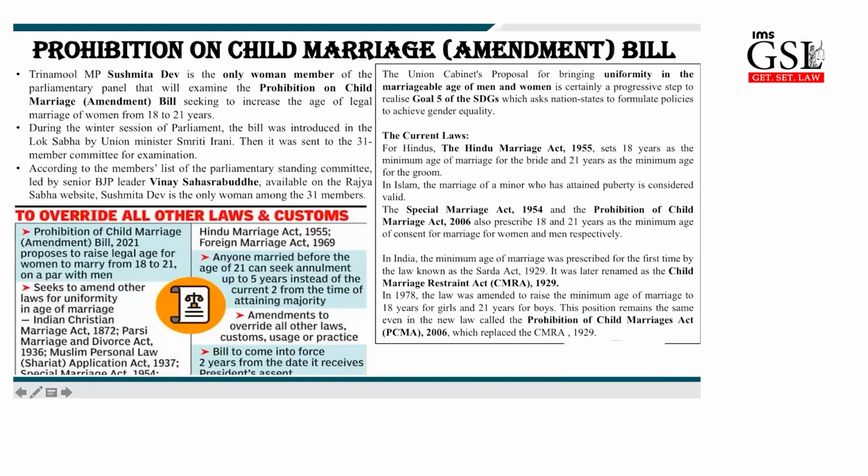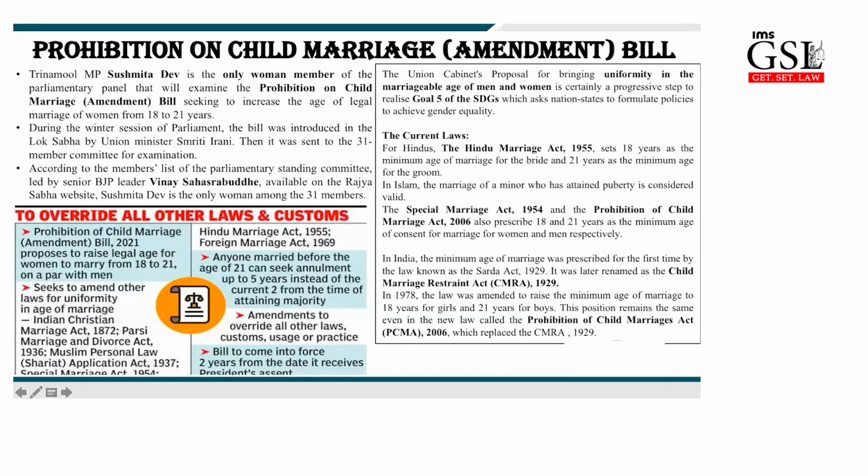So prohibition on child marriage amendment bill. Trinamool MP Sushmita Dev is the only woman member of the parliamentary panel that will examine the prohibition on child marriage amendment bill, seeking to increase the age of legal marriage of women from 18 to 21 years. During the winter session of parliament, the bill was introduced in Lok Sabha by Union Minister Smriti Irani. Then it was sent to a 31-member committee for examination. According to the members list, the Parliamentary Standing Committee led by BJP senior leader Vinay Sahasrabudhe, available on Rajya Sabha website, Sushmita Dev is the only woman among 31 members.